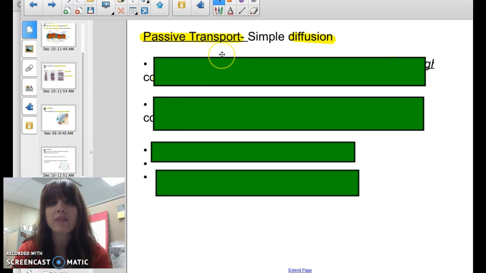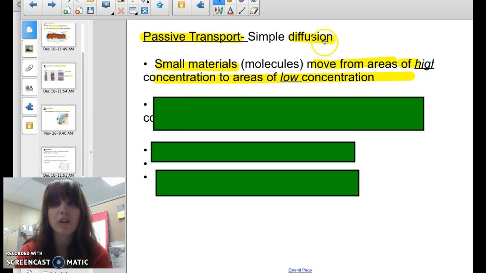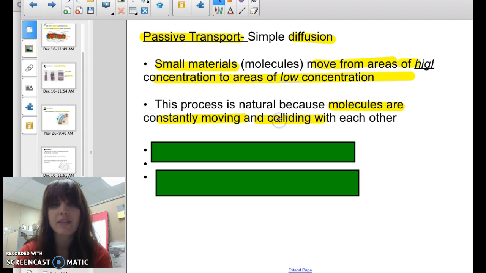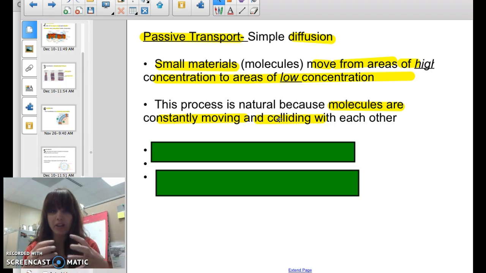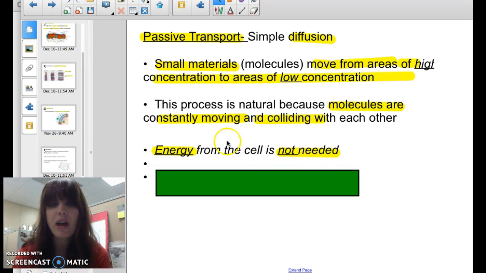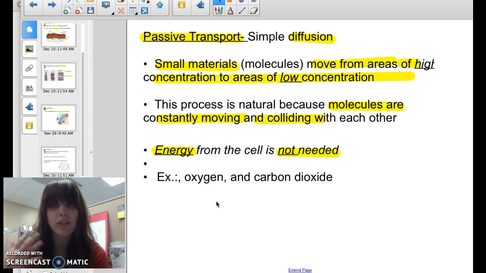Okay, so passive transport. Let's take a look. Also called simple diffusion. This is with small molecules only, and they are just moving from areas of high concentration to areas of low concentration. And this is a natural process because molecules are constantly moving and colliding with each other, so it's just a natural process for these things to eventually diffuse out from an area of high concentration to low concentration. Energy is not needed for this to happen. And so some examples of molecules that do simple diffusion in and out of a cell are oxygen and carbon dioxide, some of these smaller molecules.